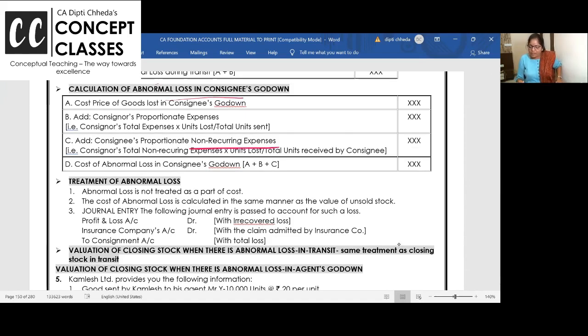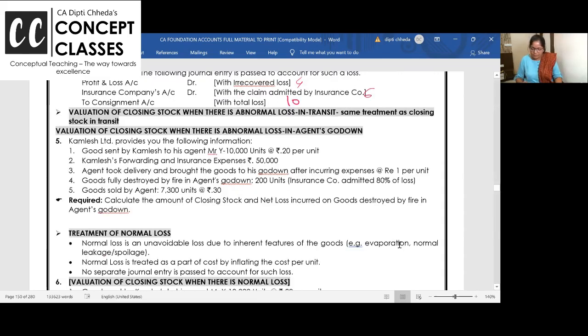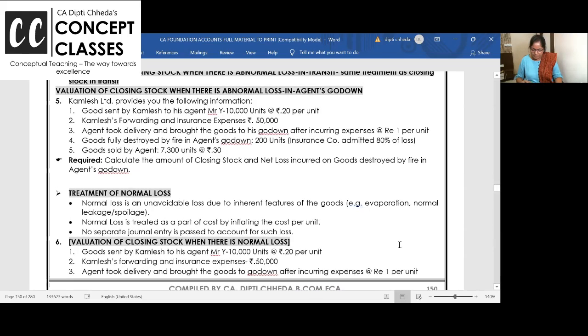If abnormal loss is in the go down of the consignee, then consignee's expenses also have to be added. Okay? And abnormal loss, if it is insured, the insurance company can give you, suppose abnormal loss is 10 rupees. Insurance company is giving you 6 rupees. 4 rupees you will put in the P&L account. Okay? So let me take up the fifth problem to give you a grip on how to adjust it.